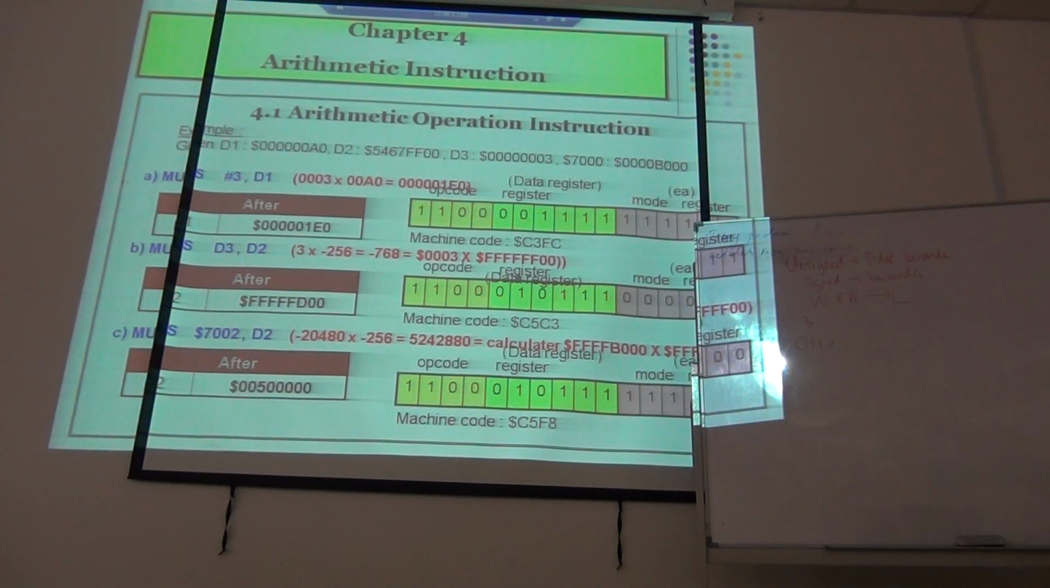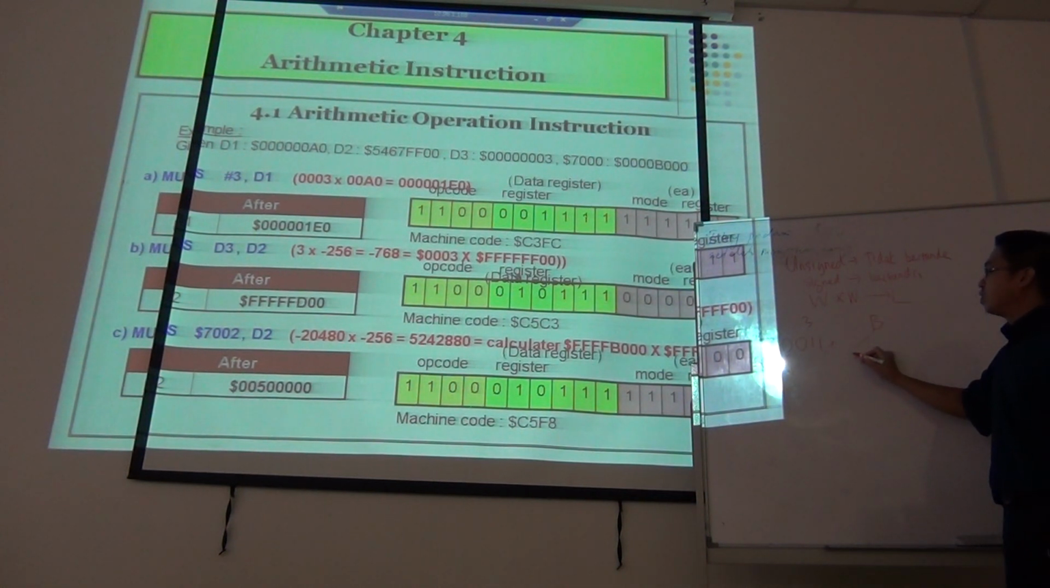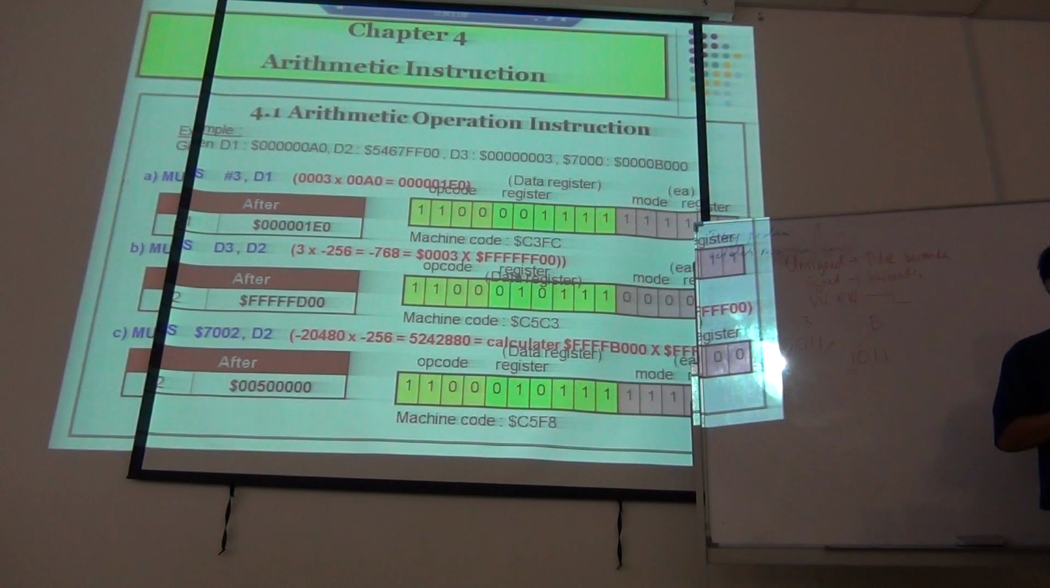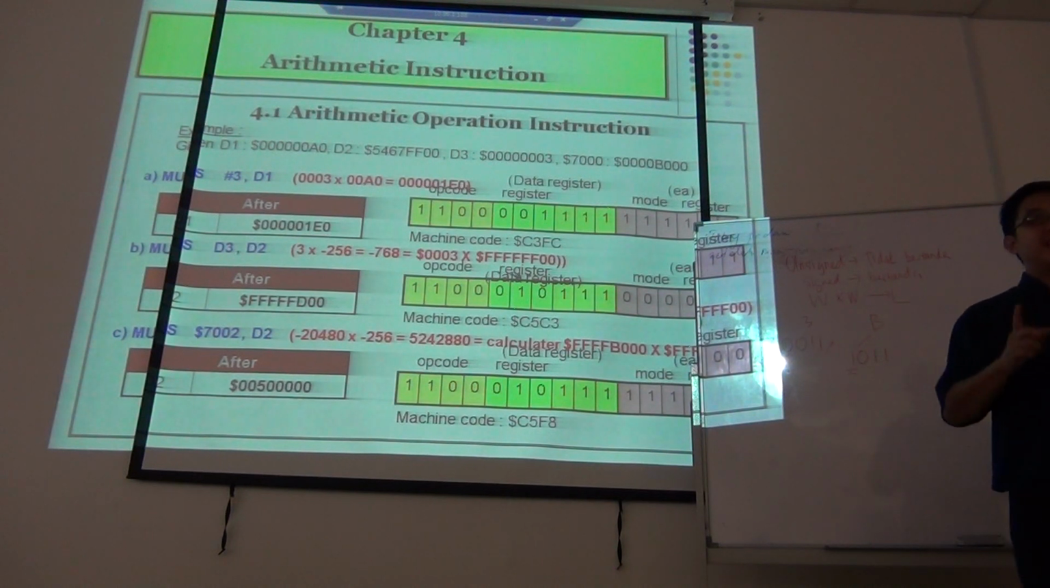Okay? B in MSB is equivalent to 1. This is what? 11, right? This is 8. The MSB is 1. MSB 1 confirms it is a negative number.